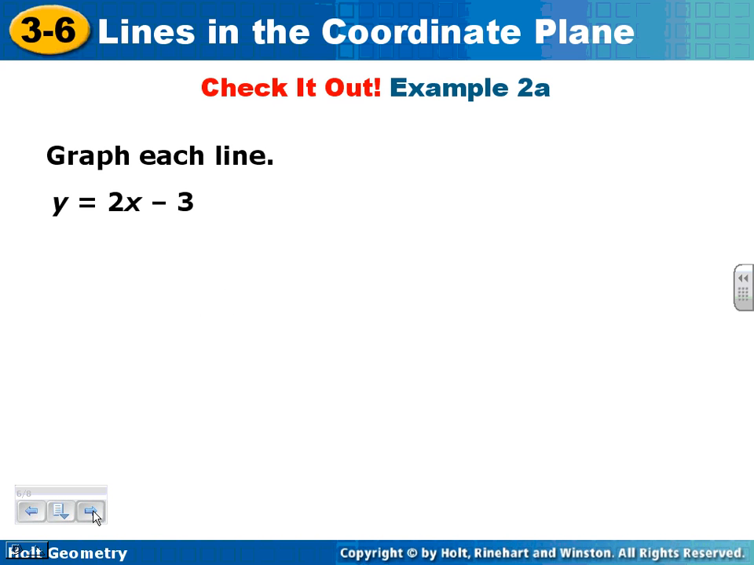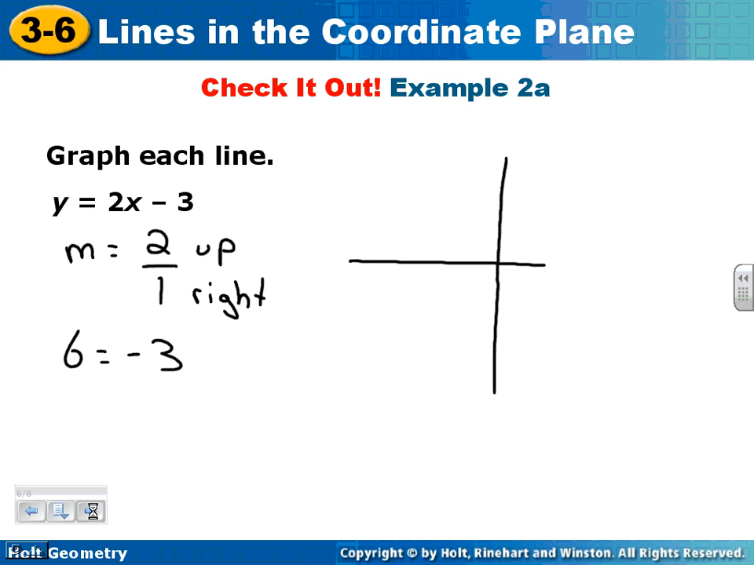Let's try this one. With this one, my slope is 2, but let's make that 2 over 1. So I can go up 2 and right 1 because that's rise over run. And then my y-intercept would not be 3, it would be negative 3. So let's make a sketch. The y-intercept goes first. So 1, 2, 3, down 3. Mark that first point. And then from that point, I need to go up 2 and over 1. So notice where my second point is. Again, up 2 and right 1. And draw your line.